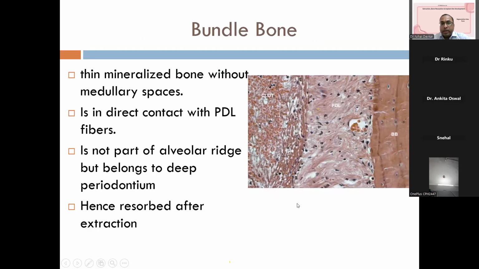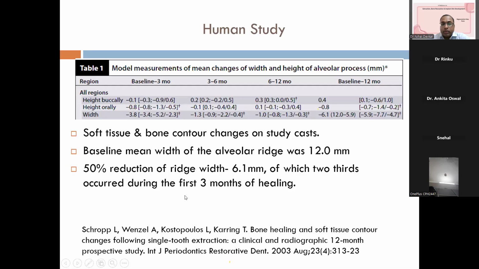It is a thin mineralized bone without medullary spaces. It is considered to be a mineralized portion of the periodontal ligament rather than being part of the alveolar process itself. Okay, there are controversies about each and every topic. Similarly, on this topic also, few people say that it is not a part of the alveolar ridge, but it belongs to the deep periodontium, and it is in direct contact with periodontal ligament fibers. Hence, it is resorbed after extraction.